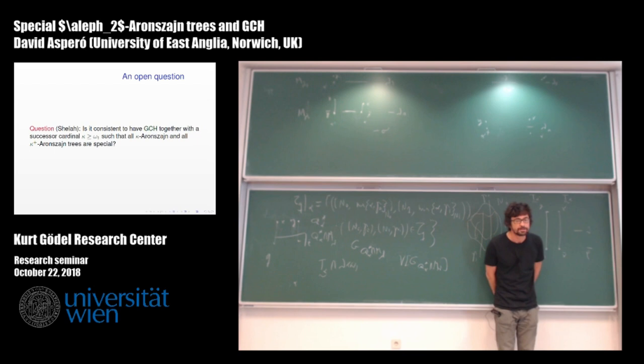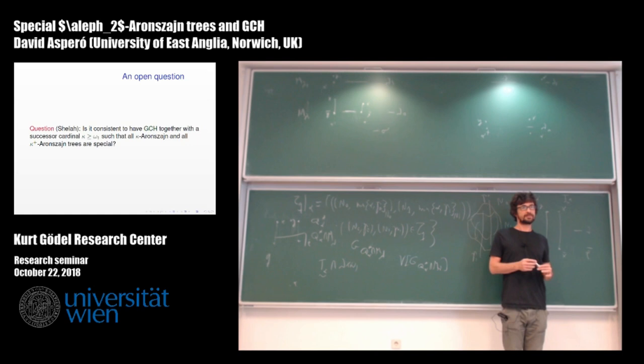Are there models where you kill the Suslin trees, but you don't make every Aronszajn tree special? There are such models.